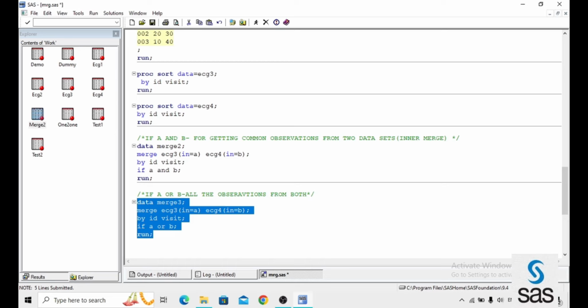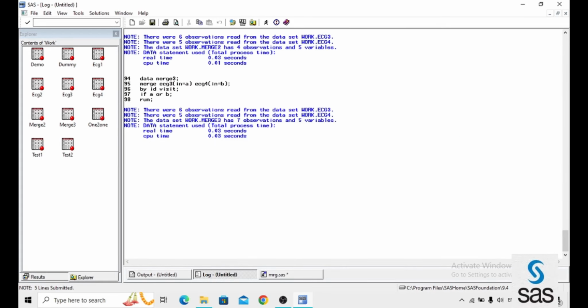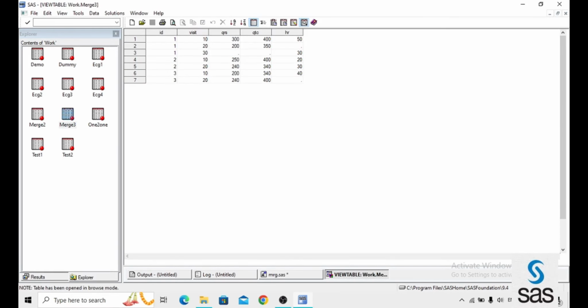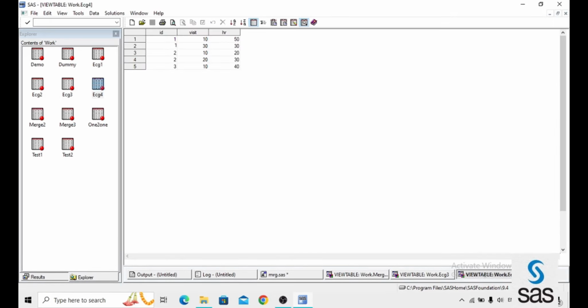If A or B, for all the observations from both the data sets. I am running this. Log is clear, merge 3. Okay, are you getting here? In the ECG 1 we have 10, 20, 30, in the 2, 10, 20, in the 3, 10, 20. In the ECG 3, we have 110 and 120. In the ECG 4, we have 130. And in the merge 3, we are getting all the observations for that particular ID variable.